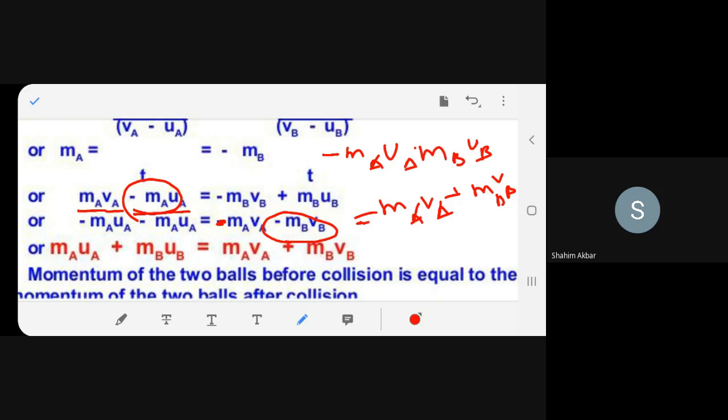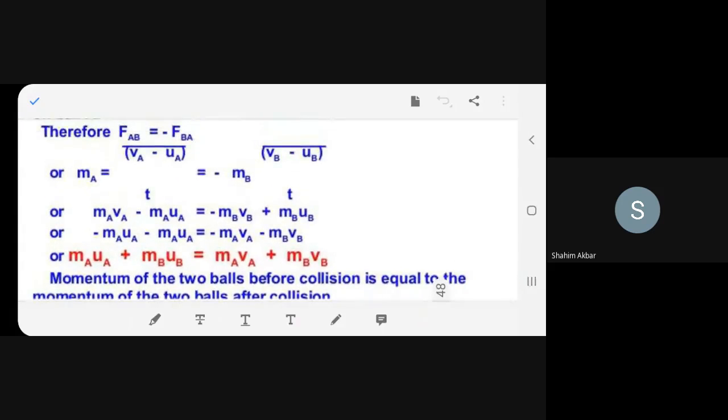So what is written over here? That the momentum of the two balls before collision is equal to the momentum of the two balls after collision. It remains the same. Got it? Hello?